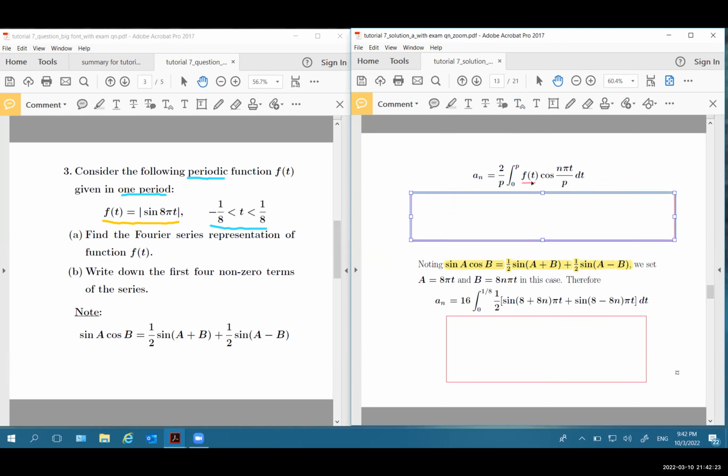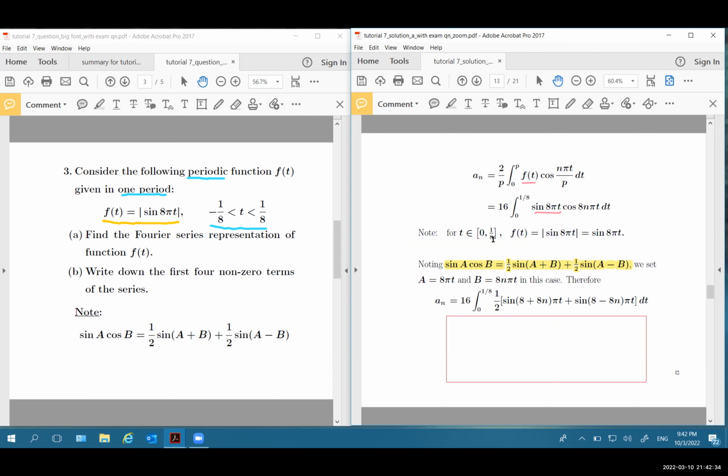Yeah. So you can see my f(t) is sine 8 pi t. And I think you know the reason, right? Because for t in this interval, your f(t), which is the one with an absolute value, actually is just this. This is positive. Then the next thing is, of course, how do we integrate?